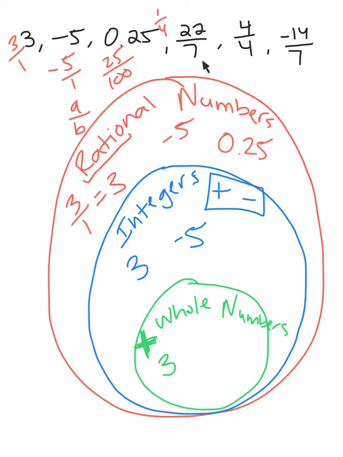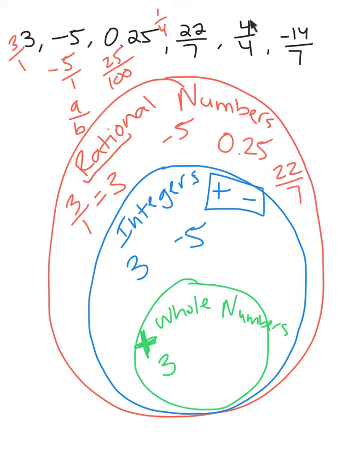If I look at 22/7, this has to have a decimal in it, or it has to be written in this form, a ratio form. I can see right now that it's written in ratio form, so I know it's a rational number. But because it has to be either a decimal or written as a fraction, it cannot go into my integers category.